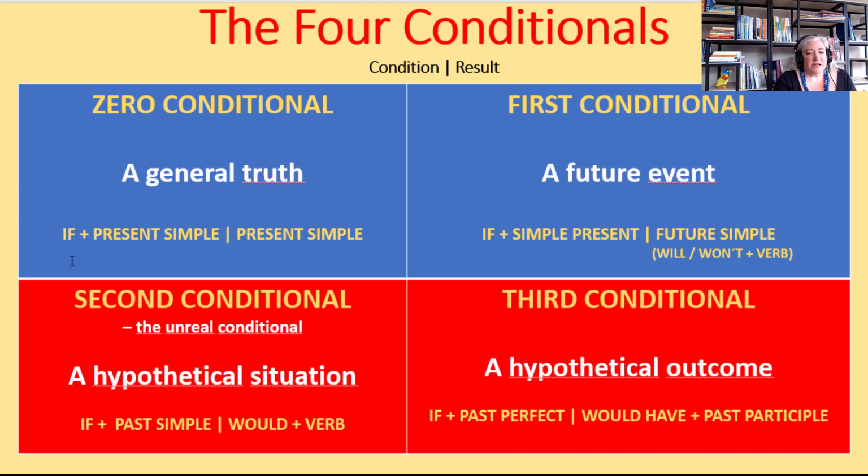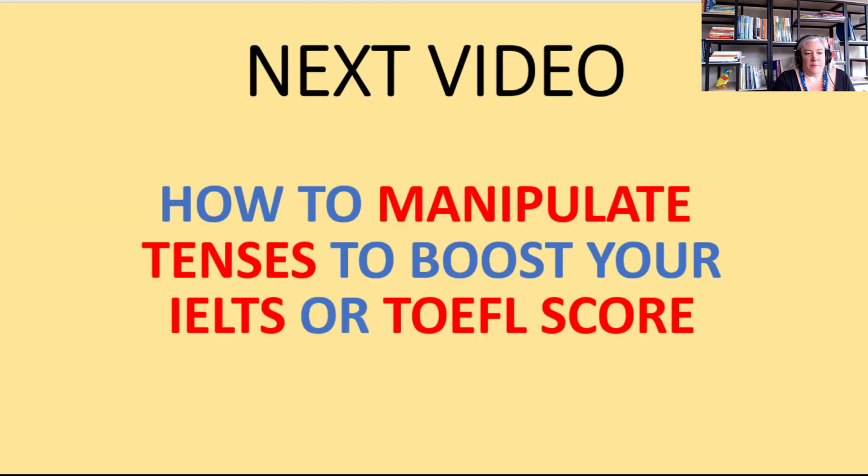The second conditional, or the unreal conditional, is about a hypothetical situation, and it has if plus past simple on one side, would plus the verb on the other. The third conditional, which is about a hypothetical outcome, has if plus the past perfect on one side, would have plus the past participle on the other.